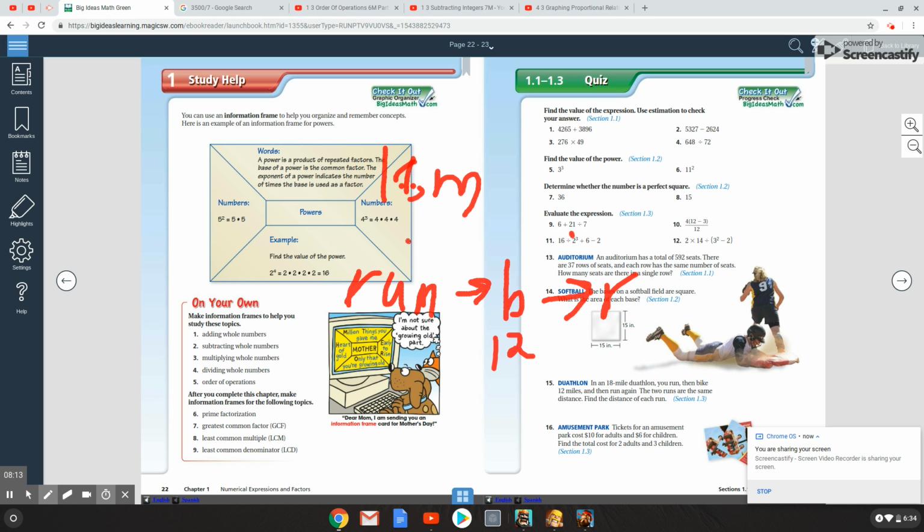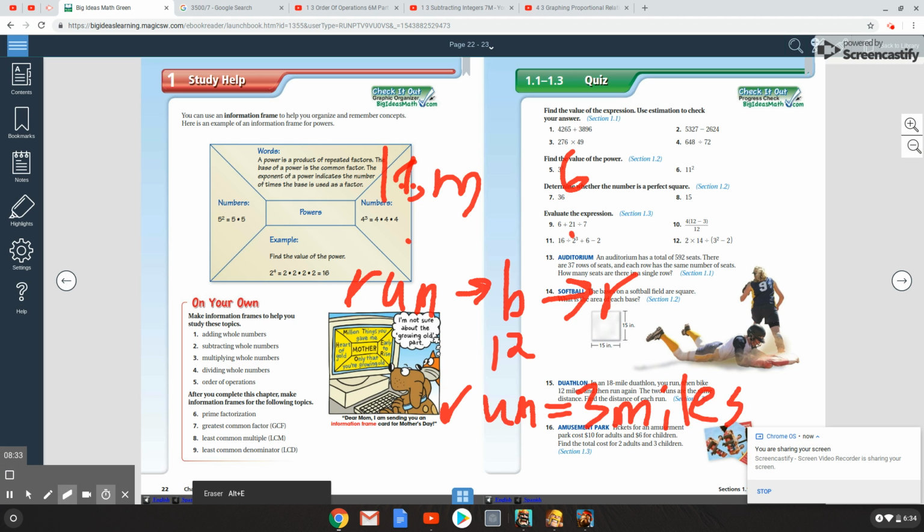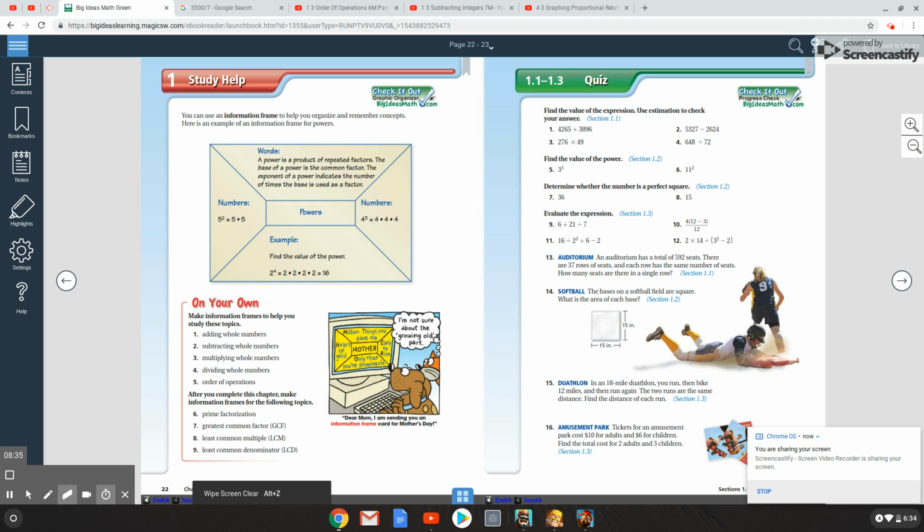So if this is 12, we can minus 12 miles from that to get 6. And since both of the runs are equal, we do 6 divided by 2 to get 3. So each run is going to be equal to 3 miles. If you didn't get that question, then you can always look back at my 1.3 video.